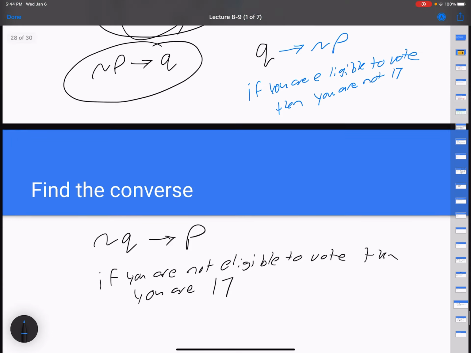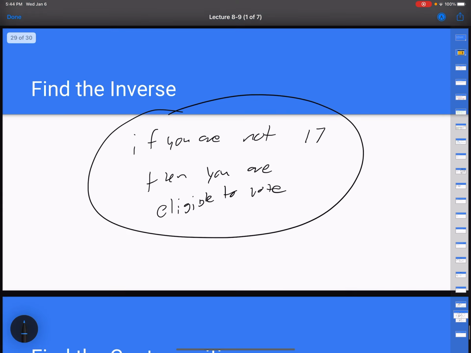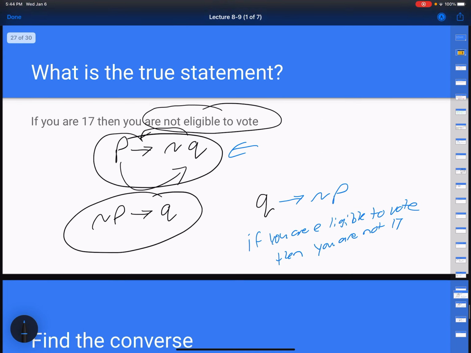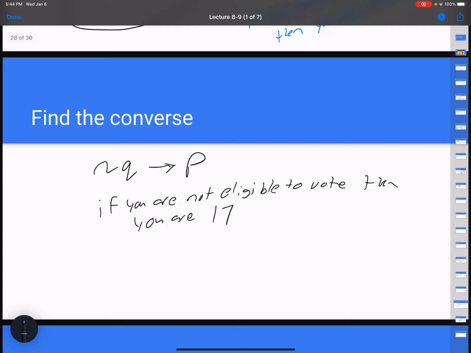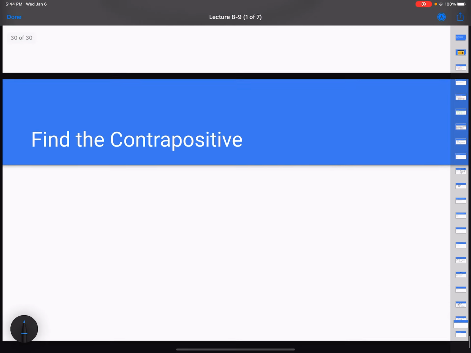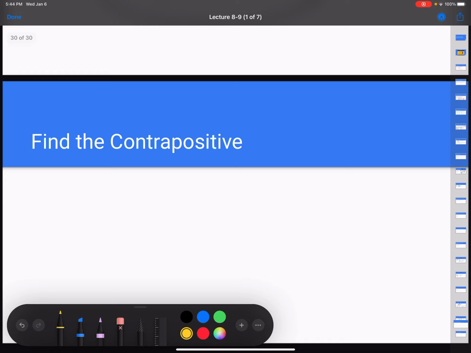So that is converse, inverse, and contrapositive. Three different ways of negating, in a sense, your statement. The converse could be true, could be false. The inverse could be true, could be false. But the contrapositive, if the original statement is true, is always going to be true.